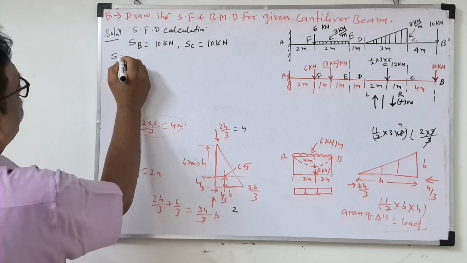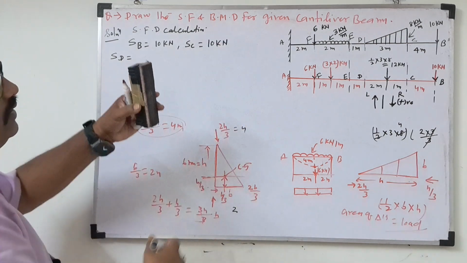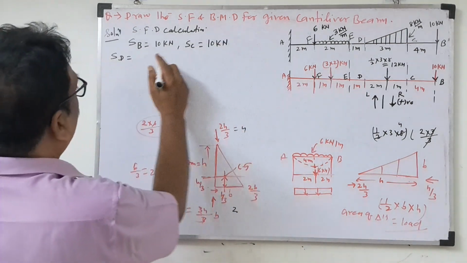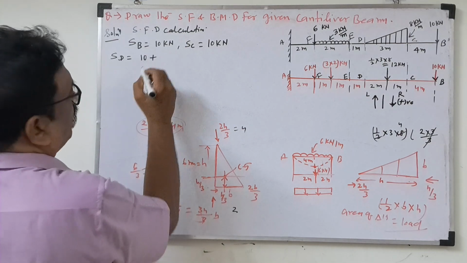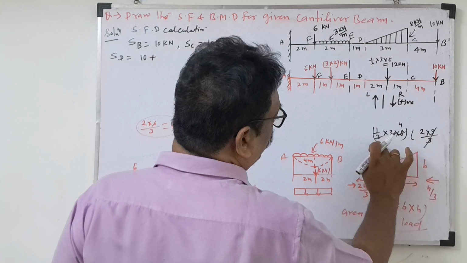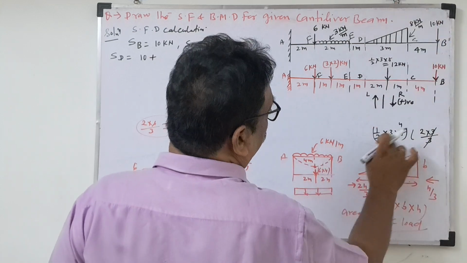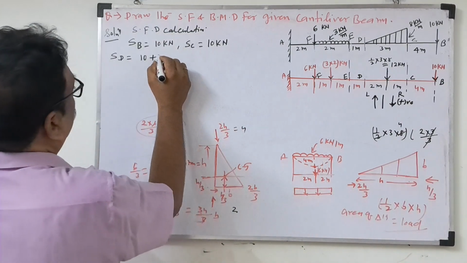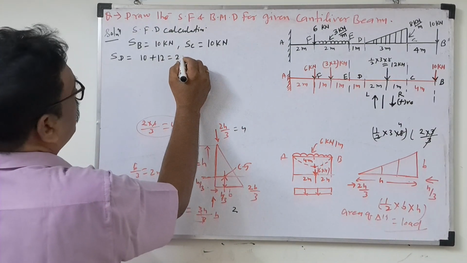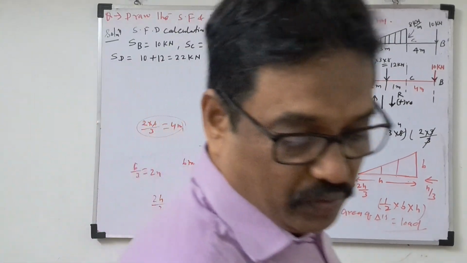Now, shear force at D. For shear force, you have to add the force only. Up to C how much came? 10. Now this load, what is the load? 1 by 2 into 3 into 8, so 12. So how much is coming? 22 kilonewton. 22 kilonewtons, okay.